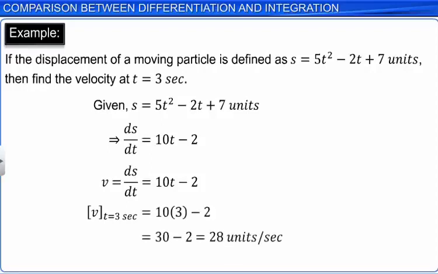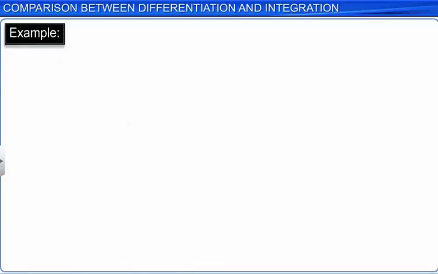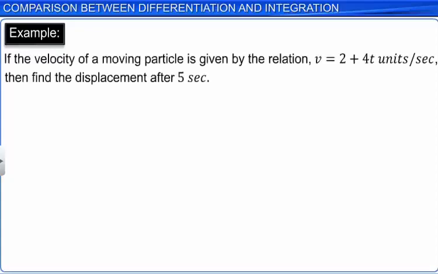Now, let us find the displacement of a body given its velocity. Suppose the velocity of a moving particle is given by the relation v is equal to 2 plus 4t units per second. Find the displacement after 5 seconds. Let's begin with the solution. The function is as shown. We know that when we integrate velocity, we get the displacement. So, let's integrate the given function on both the sides with respect to time t.